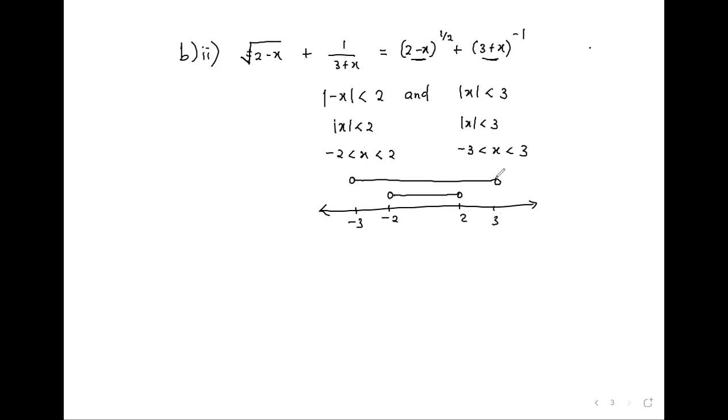Now, since those two are being added to give us one thing, they must both be defined at the same time. So you get the intersection set. So you say the range of values is equal to -2 less than x less than 2. Like that.